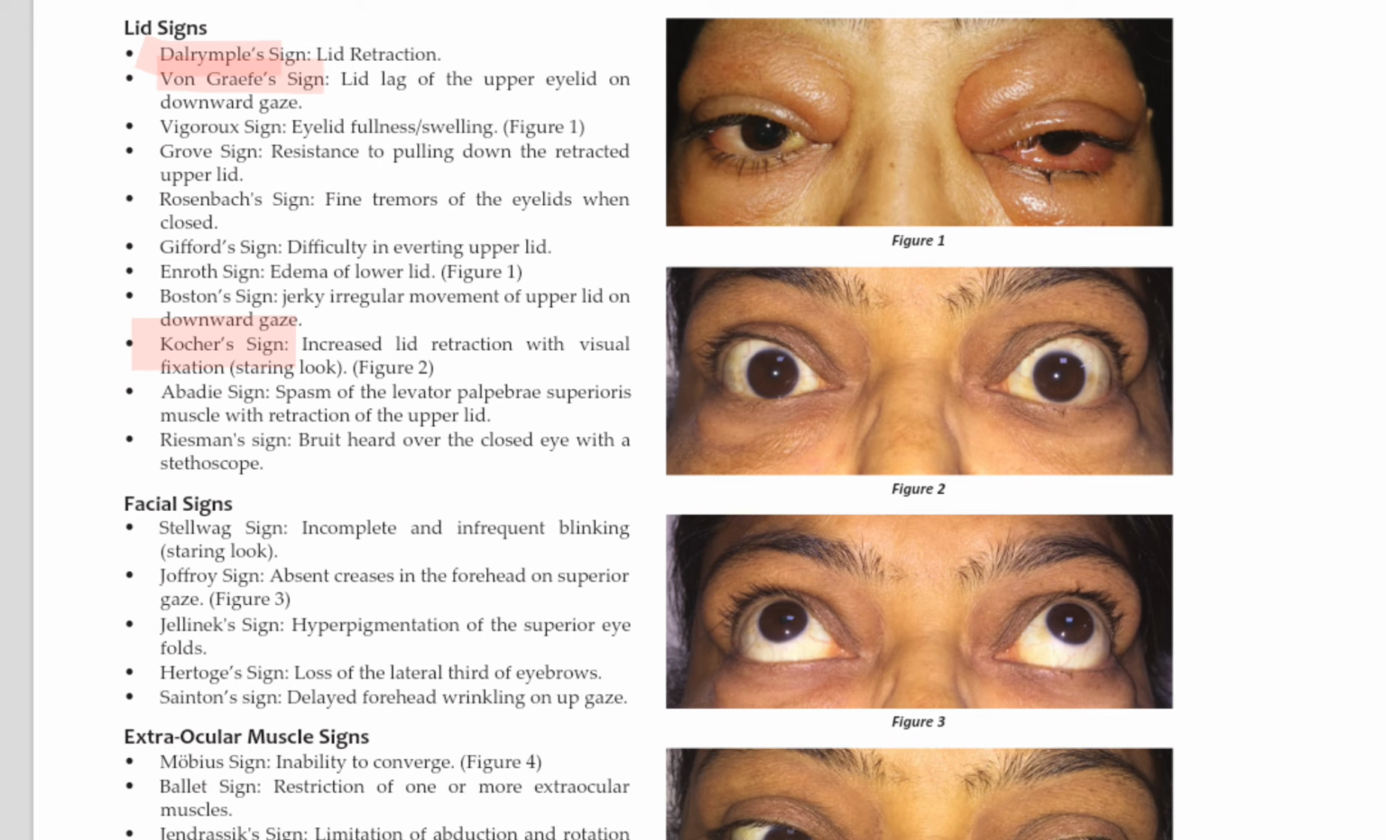And Enroth sign is shown in figure 1. So we also need to remember the image. Enroth sign is edema of the lower lid and it is shown in figure 1. Then is Kocher's sign. Kocher's sign is also known as staring look and it is shown in figure 2 and it is increased lid retraction with visual fixation.